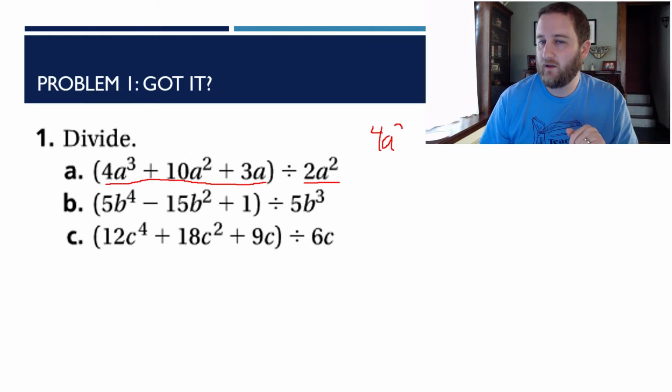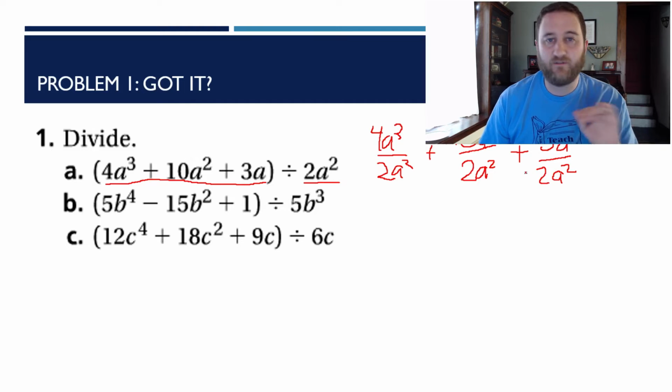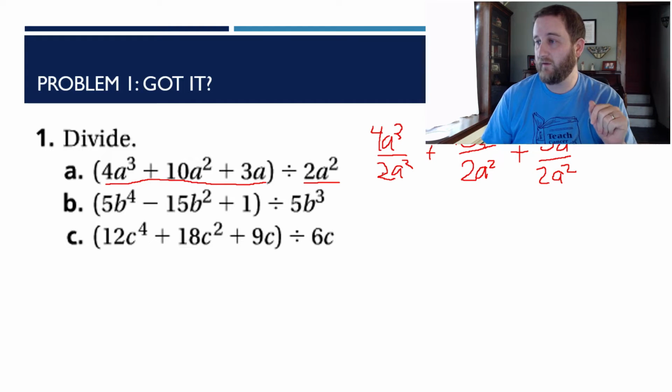4a cubed over 2a squared plus 10a squared over 2a squared plus 3a over 2a squared. And now we'll just divide each one out like we did with the previous example.